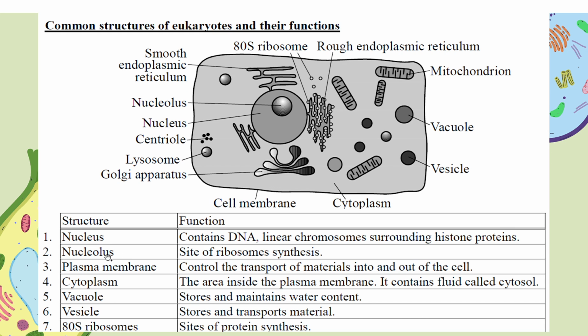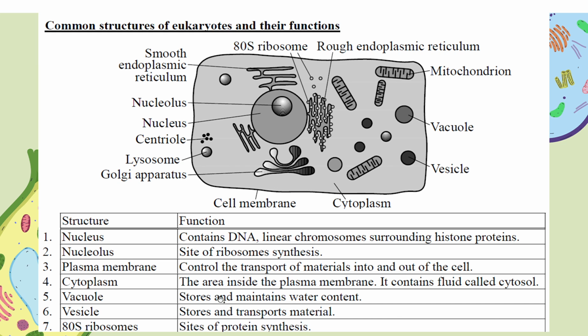Sorry, once again. The nucleus has the DNA with protein in a linear chromosome, surrounded by histone protein. It is packaged, not like naked DNA, it's packaged in the nucleus. And the nucleolus is the site of ribosome synthesis, inside the nucleus. And the plasma membrane, the same thing, controls the transfer of material into and out of the cell. Cytoplasm is the space inside, and the liquid inside is cytosol.